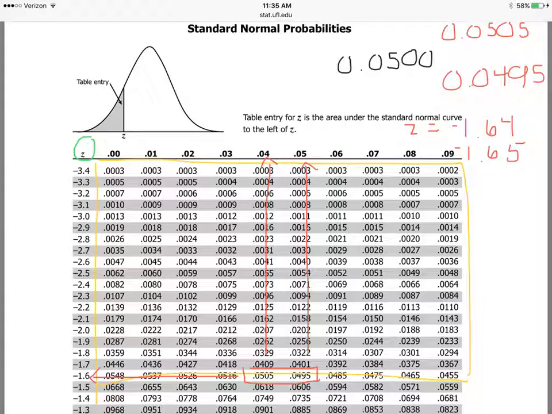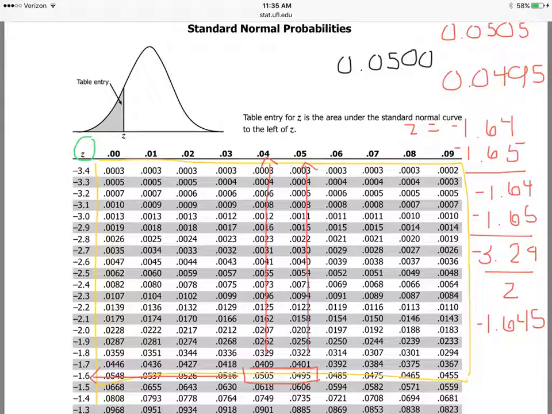And because they're right halfway in between, we can find that halfway point by averaging these two. So if I take negative 1.64 and add negative 1.65, I'll have negative 3.29. The average of those would be what I get when I divide by 2. So when I divide that by 2, I get negative 1.645.